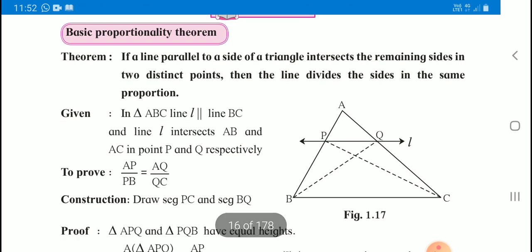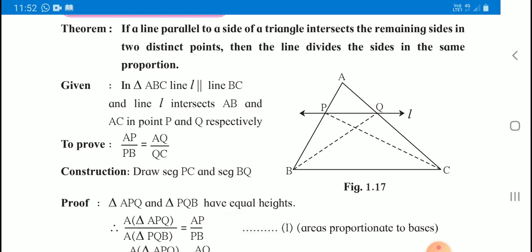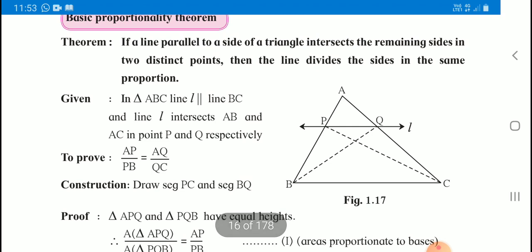Now, here they have given the figure. The name of the triangle is triangle ABC. Side AB and side AC contain the points P and Q. If you see this figure, side BC is parallel to the line L, which intersects side AB in point P and side AC in point Q. Now, from the theorem, we will write the given things.